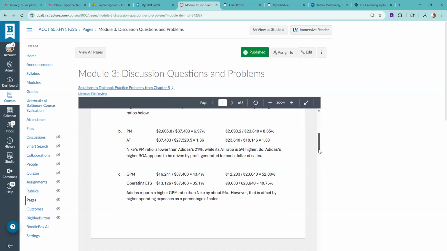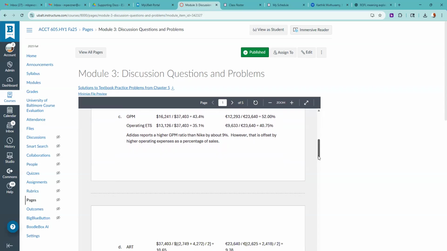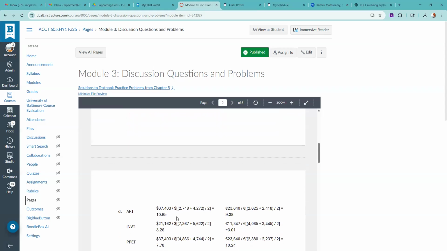But overall, the gross profit margin is much higher. That's why at the end of the day, they end up doing better. Then the question D asks you to calculate accounts receivable turnover, which is the ratio of sales to average receivables. You can see that accounts receivable turnover for Nike is higher. So they're actually better in collecting their receivables. Same thing with inventory, which is the ratio of cost of goods sold to average inventory. They're also better and more efficient with respect to inventory.